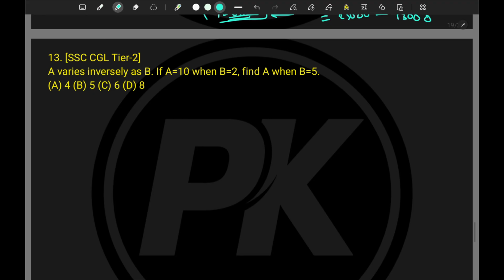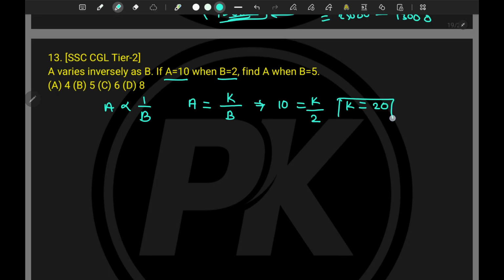So this problem was asked in the SSC CGL examination. Here it is given that A varies inversely as B, right? So just now we have learned, if we have to equate, we will add a proportionality constant and then write B. But the values of A and B are given. So I will just put the value of A, which is 10, equals K divided by the value of B. That means K's value is 20.